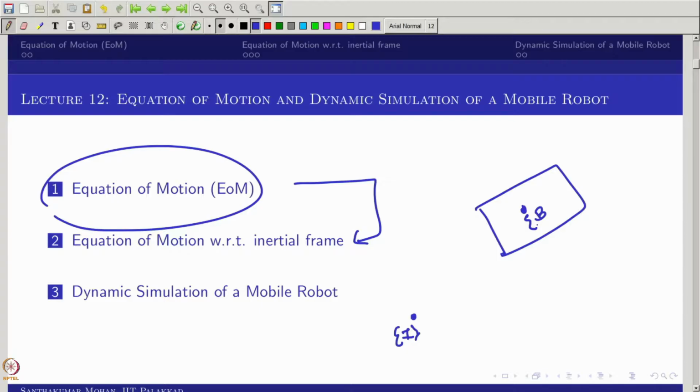So we will be trying to cover the equation of motion. Then we will write the equation of motion with respect to the inertial frame. The mobile robot has B as a point, and I is another point. This is what you call the inertial frame. Whatever we have derived so far is derived with respect to the body frame.